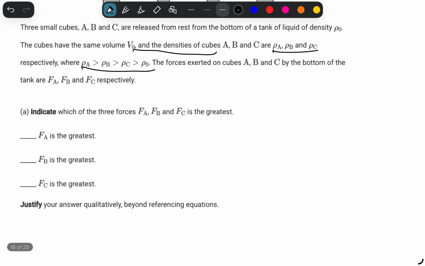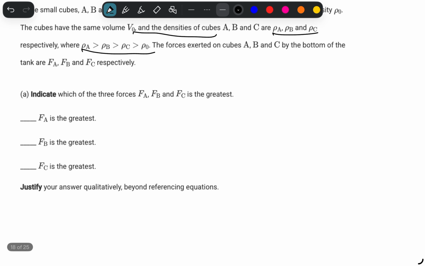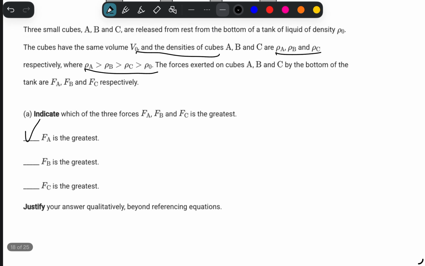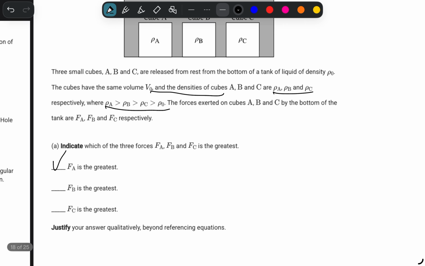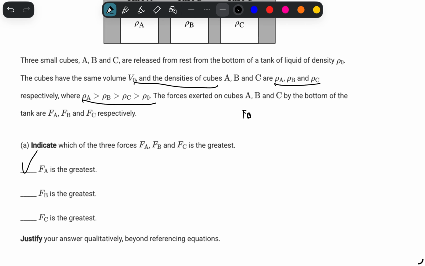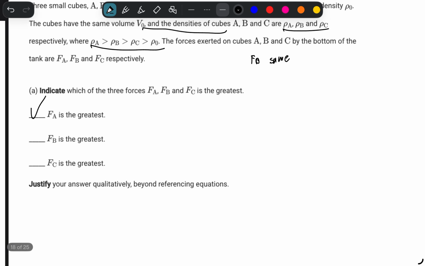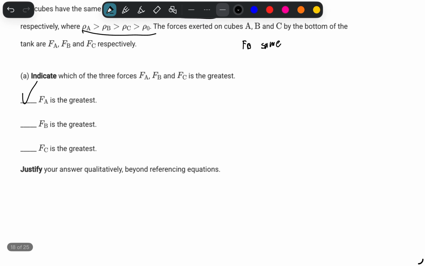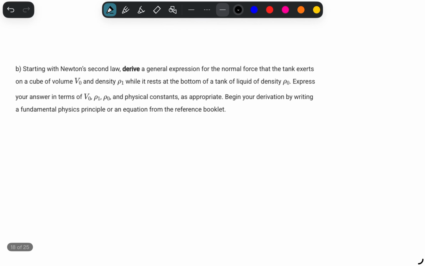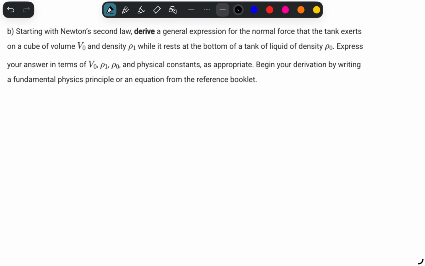So we want to know which of the normal forces is going to be the largest. Well, the largest is going to be FA, and the reason is because all of them have the same volume in the same liquid, so they all get the same FB. However, cube A has the greatest density, so cube A has the greatest weight. Since the bottom of the tank must support the cube, the heaviest cube is going to need the largest normal force from the bottom.